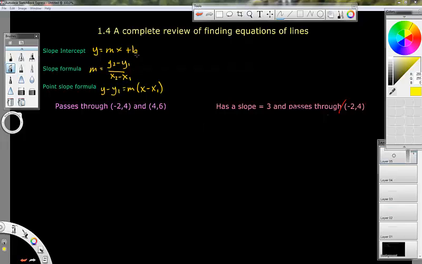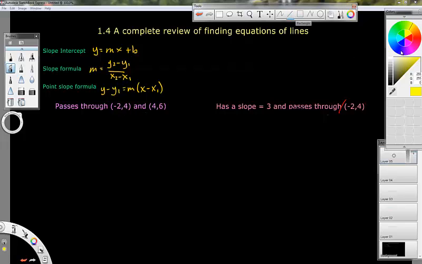Okay, here are the 3 basic formulas you're going to have to use, but pretty much these two down here, the slope formula and the point slope formula, are the ones you're going to be using. This is here to show you that you express your answers in slope intercept form. All right, so passes through these 2 points.